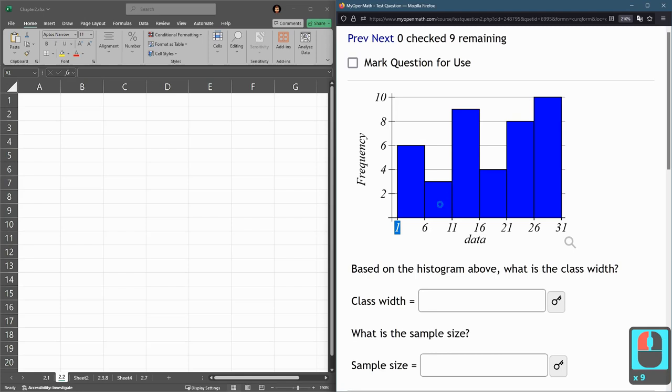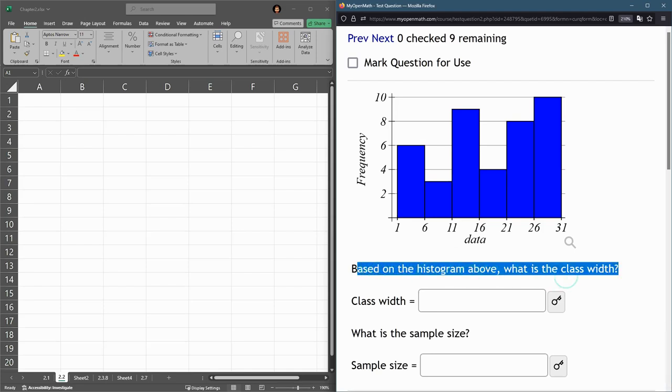In the second bar, this is everything from 6, not all the way to 11, but just short of 11. So this would be 6 through 10. That's how many items are in here. 11 through 15, not 16, but 15 will be in this next one.